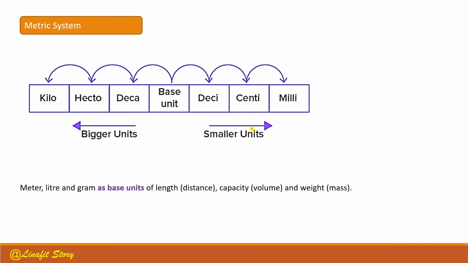If going to the right, these are the smaller units. They are deci, centi, and milli. And then if going to the left, these are the bigger units. They are kilo, hecto, and deca.